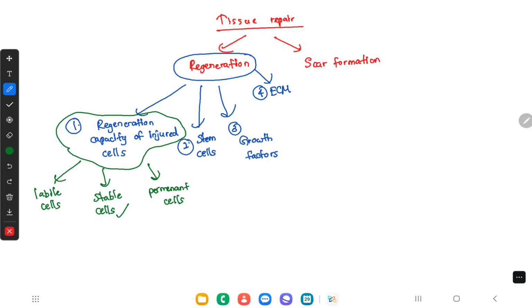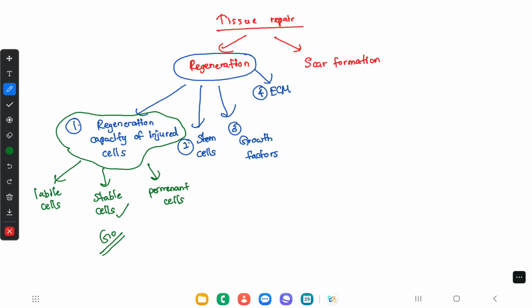Then the stable cells are made up of cells that are normally in the G0 stage of the cell cycle. They are not proliferating, but they have the capability of dividing when there is a response to injury. Examples for stable tissues in our body are liver, kidney and pancreas, and also fibroblasts and smooth muscle cells.